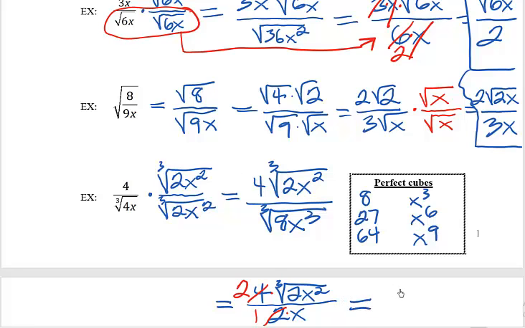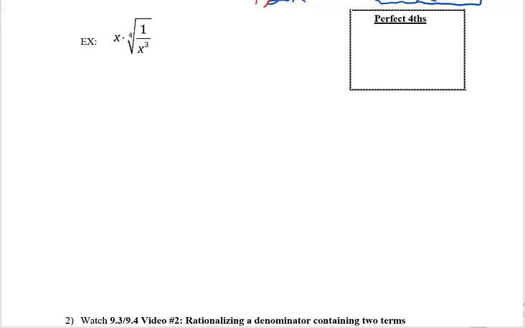It looks like the final answer to the problem, I've got the 2 and the cube root of 2x squared on the top, and then I've got x on the bottom. That would be the simplified final answer with the denominator rationalized. Remember, it's all about creating that perfect power.